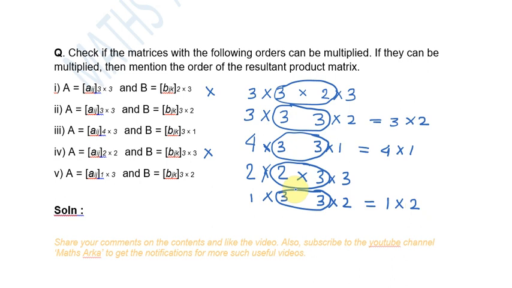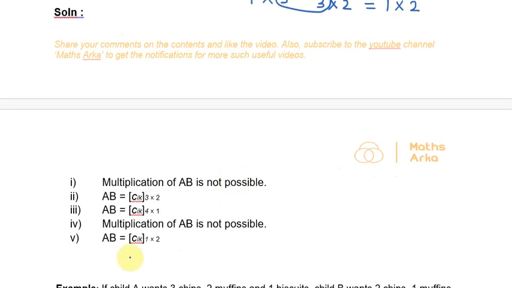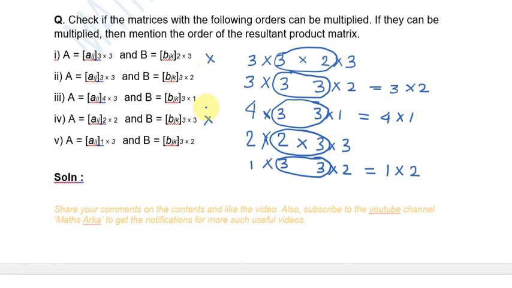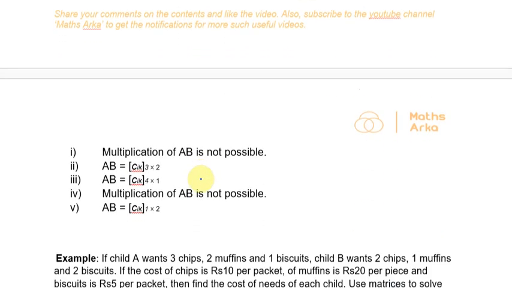So just check the solution, and if you have been able to do most of them correct, then just pat your back. You have done a good thing. You have moved a step forward toward understanding the matrices, and that would boost your confidence. Let's just check. Multiplication of AB is not possible. 1 and 4 not possible, and that is what we have done.